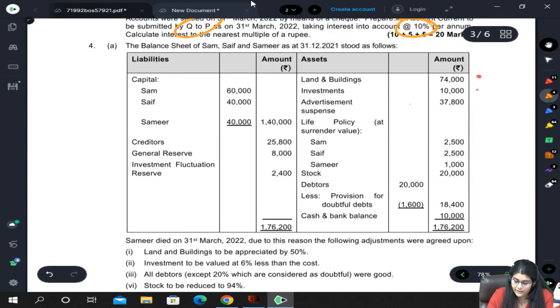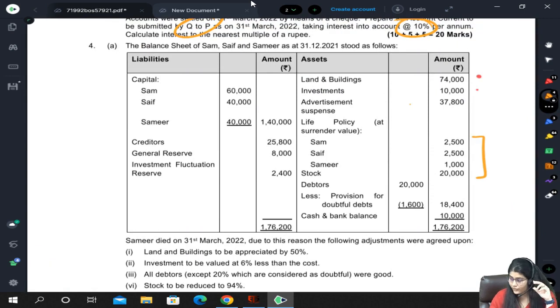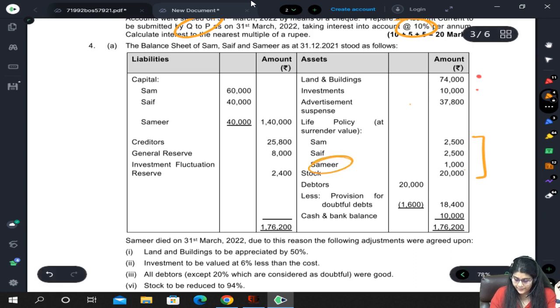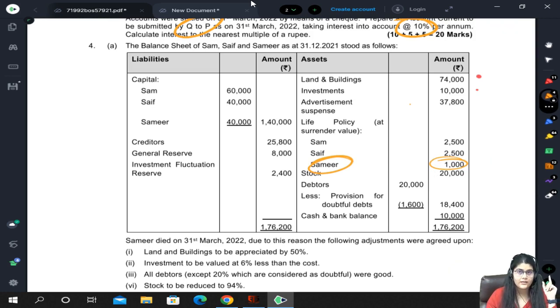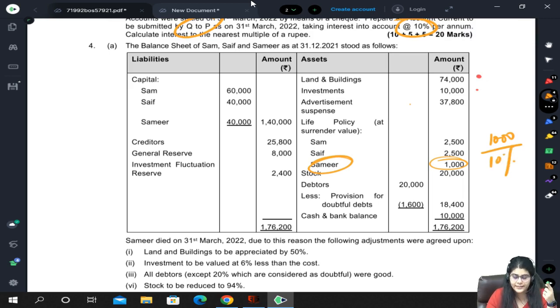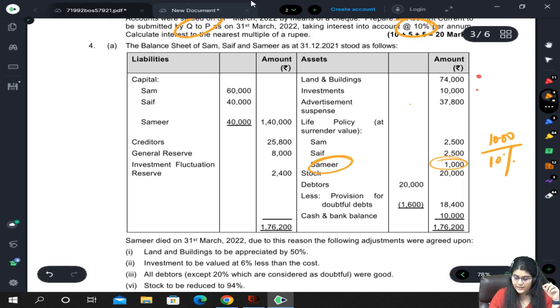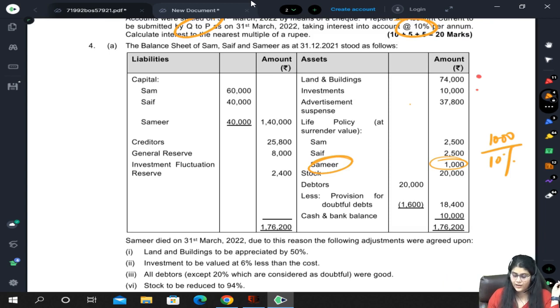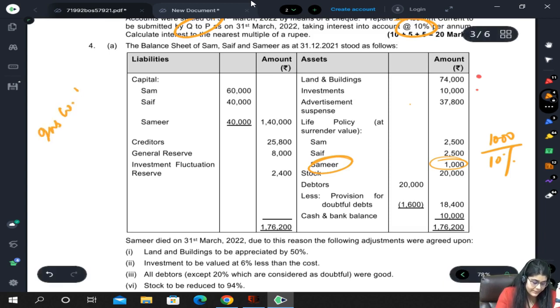First journal entry, of course, we have to remove these life policies. We know that Samir's life policy will give us a payout of 1000 by 10%, because as we read, the sum assured at 10% is given in the balance sheet. So which gives us basically 10,000. This means the insurance company is giving us 10,000.